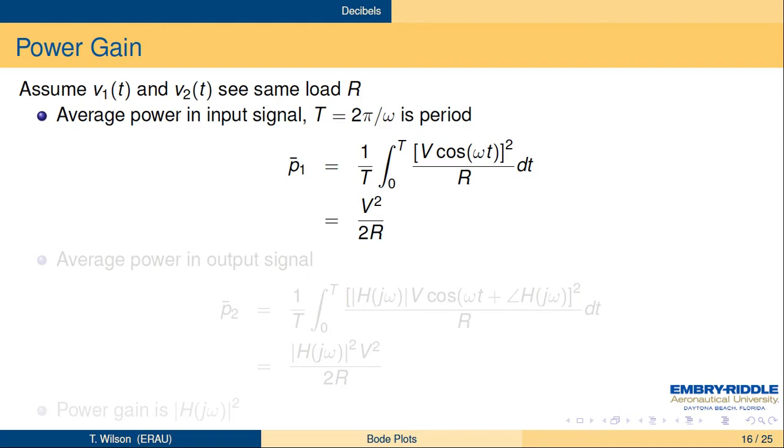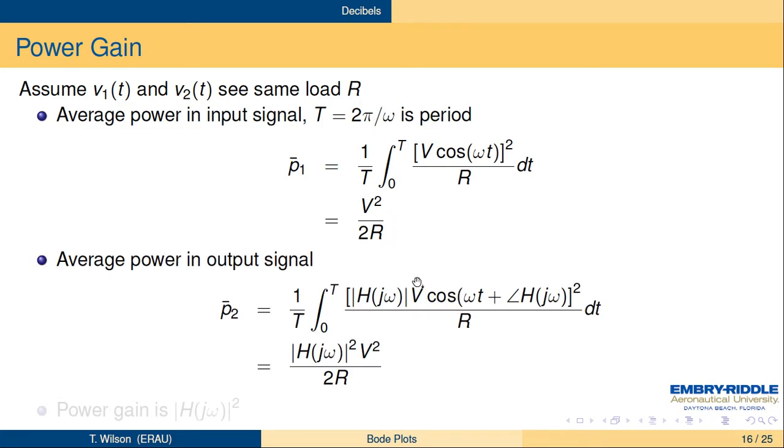So now we need the average power in the input signal. The instantaneous power would be V cos omega t squared over R. We're going to average that over one period of the sinusoid, so we divide by the period and integrate over the period. And V squared cos squared is a half of 1 plus a cosine of twice the frequency. The cosine of twice the frequency integrates out over an integral number of periods, and we're left with that half term. So the average power in the input signal is V squared over 2R.